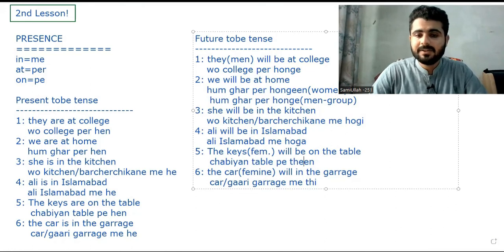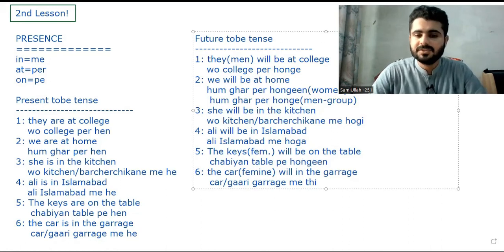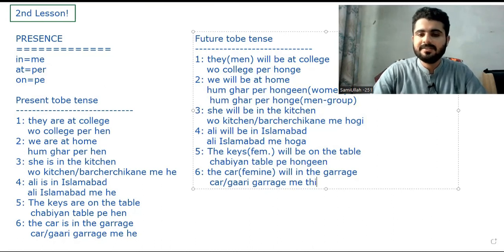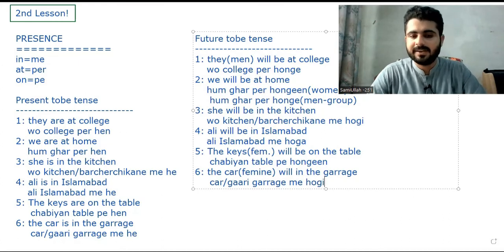The keys will be on the table. Look, here the subject is keys, and key is taken as feminine. We are talking about multiple keys, so multiple feminine. And for multiple feminine future, the same word we have, "hongi". "Chabiyan table pe hongi." The car will be in the garage. Car is taken as feminine. We are talking about a single car, so "hogi" for single feminine future.